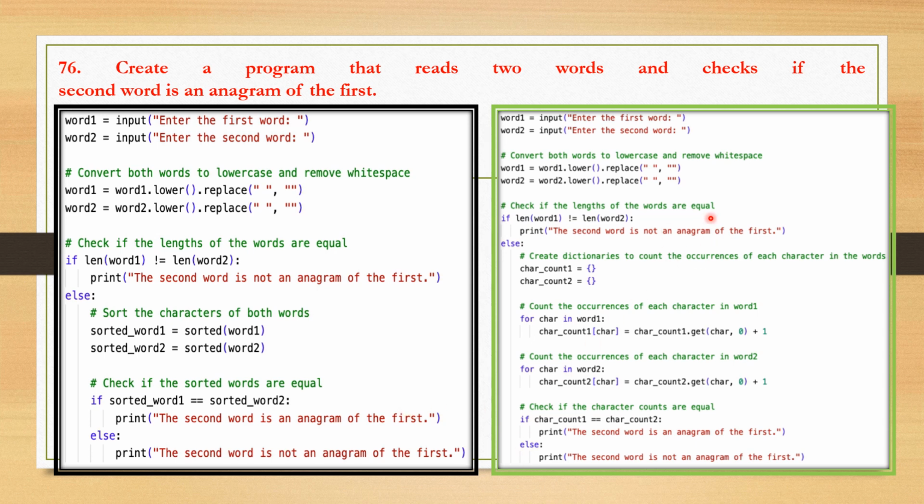The second approach is a more complex one. Here it will convert both words to lowercase, remove white spaces as usual, and then check the length of the words. Then it creates dictionaries to count the occurrence of each character in word 1 and the occurrence of each character in word 2. Then it checks whether the character counts are equal, and says whether it is an anagram of the first or not.